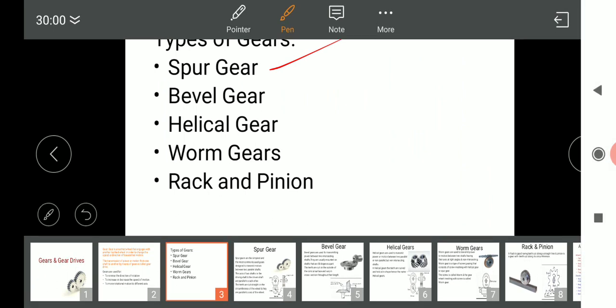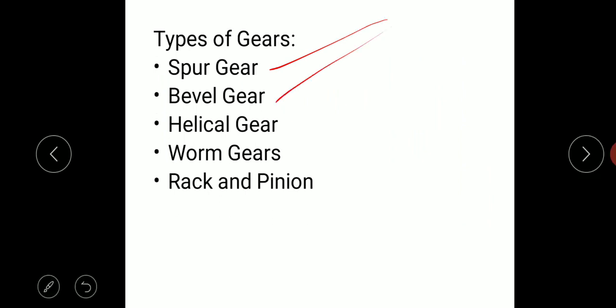Next is different types of gears. Basically there are 5 types of gears. The first one is spur gear, second one is bevel gear, third one is helical gear, fourth one is worm gear, and the last one is rack and pinion gear.